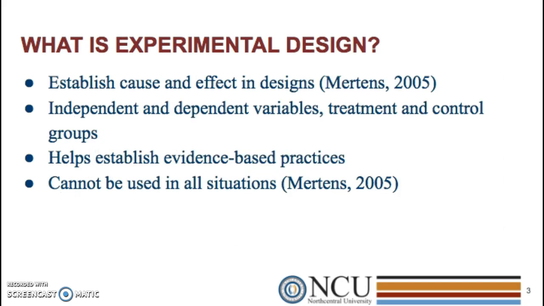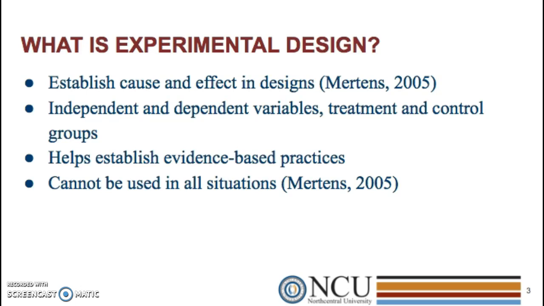Experimental design is noted by some researchers, such as Mertens, as one of the only true and pure research designs because the design is able to establish cause and effect. Experimental design has clear independent and dependent experimental variables and very specific conditions under which variables are manipulated to observe and comment on changes in effect size. Samples are organized into treatment or experimental groups and control groups for the studies.